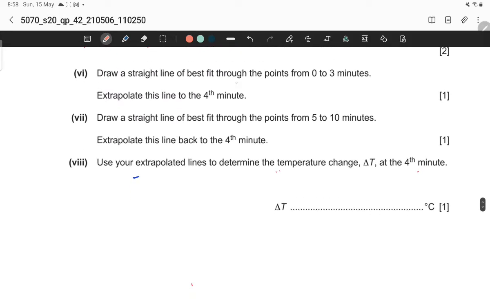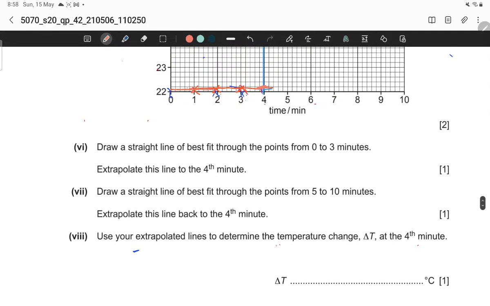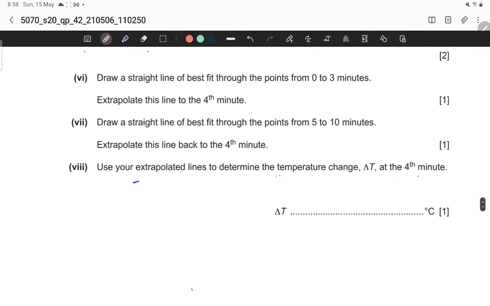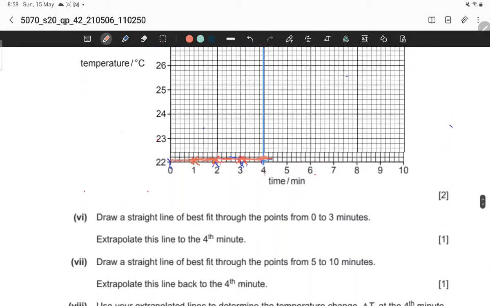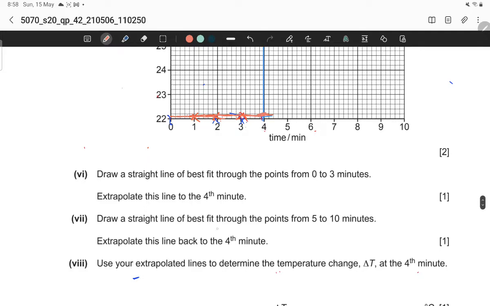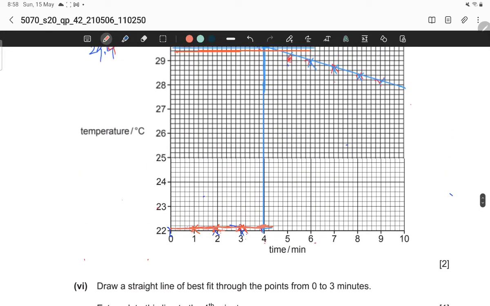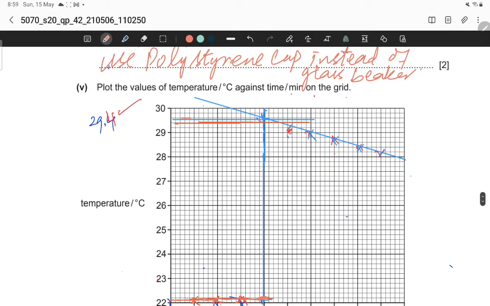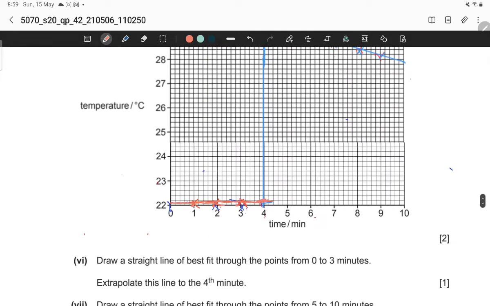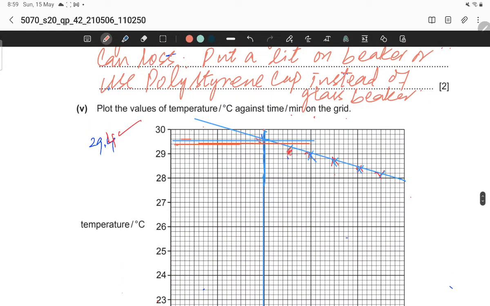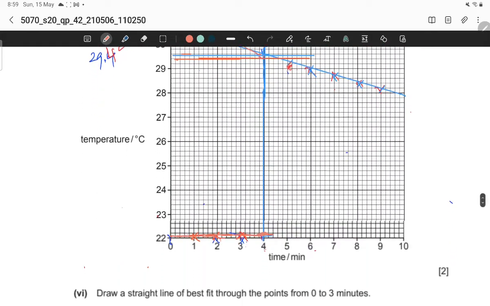Draw a straight line of best fit through the points from 0 to 3 minutes. So this is the straight line, and extrapolate this line to the 4th minute. Now draw a straight line of best fit through the points from 5 to 10 minutes. So the straight line is like this. Extrapolate this back to the 4th minute.